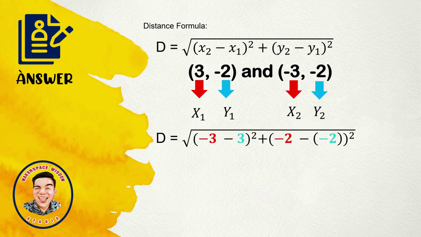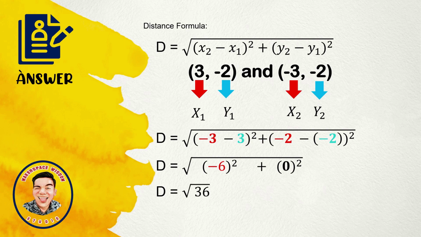Substituting it in the distance formula, that would be equal to the square root of negative 3 minus 3 squared, plus the square of negative 2 minus negative 2. Solving that one, negative 3 minus 3 is equal to negative 6 squared, plus negative 2 minus negative 2, it will become negative 2 plus 2, that is equal to 0 squared. So we have here negative 6 squared, that is equal to 36, plus 0 squared, which is still 0. So we have here square root of 36, and d is equal to 6.